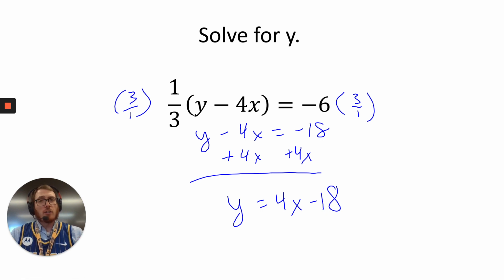From that point, it should look the same as what you've done in the past. Okay, get rid of minus 4x. Now notice this one's minus, so I have to do the opposite, the inverse operation, which would be plus 4x. So I add 4x to both sides, and my answer would be y equals 4x minus 18. And that's your final answer.